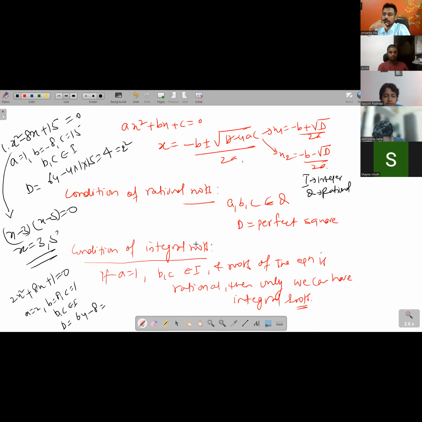But sir, if you find the roots of this equation, then okay, fine. x is minus b plus minus under root b square minus 4ac by 2a, that is 4. So minus 8 plus minus under root 56, and this is not a perfect square, so you cannot remove the root. So we'll have irrational roots. Noted, everyone? Shaina and Archit, noted? Yes, sir.